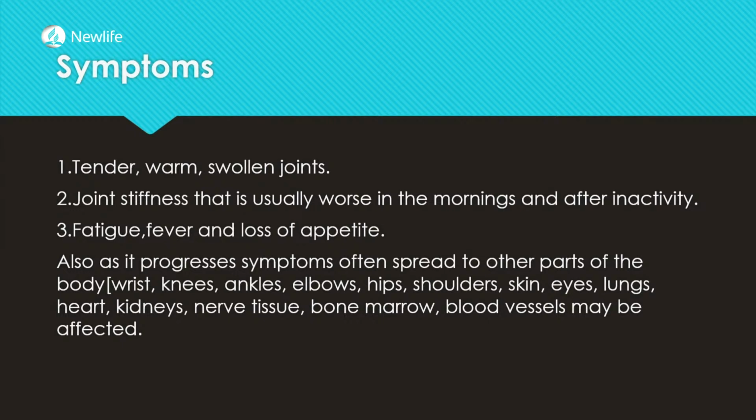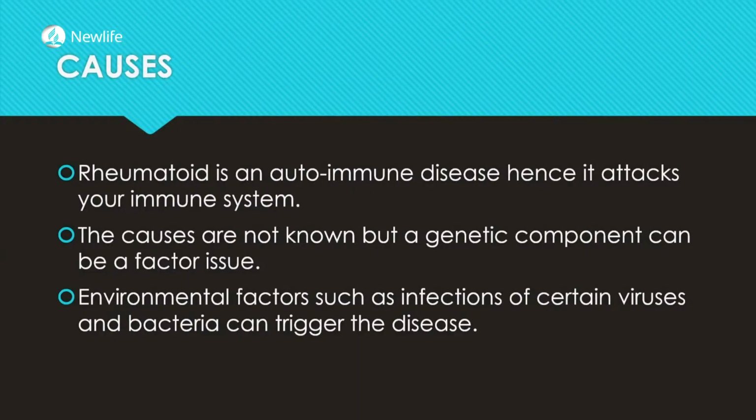Also, as it progresses, symptoms often spread to other parts of the body, e.g. the wrists, the knees, the ankles, the elbows, the hips, shoulders, skin, eyes, lungs, and heart. Also, the kidneys can be affected. What causes rheumatoid? Rheumatoid is an autoimmune disease, hence it affects your immune system. The causes are not known, but a genetic component can be a factor. Environmental factors such as infections of certain viruses and bacteria can trigger the disease. What are the risk factors?